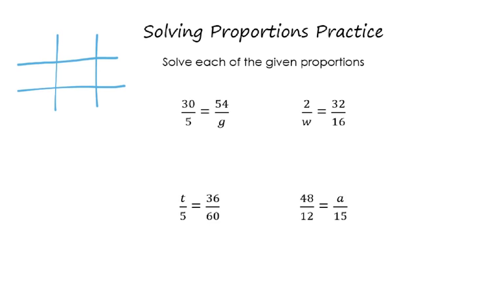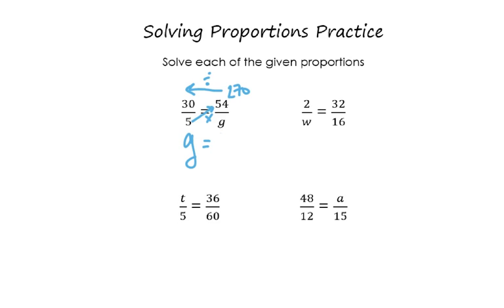When they're set up like they are here, they're already in tic-tac-toe form, so all you have to do is cross multiply and divide. You always go diagonally first and multiply that way. So you would do 5 times 54, and that would give you 270. Then you go horizontally and divide. So 270 divided by 30 gives me 9. So G would equal 9.